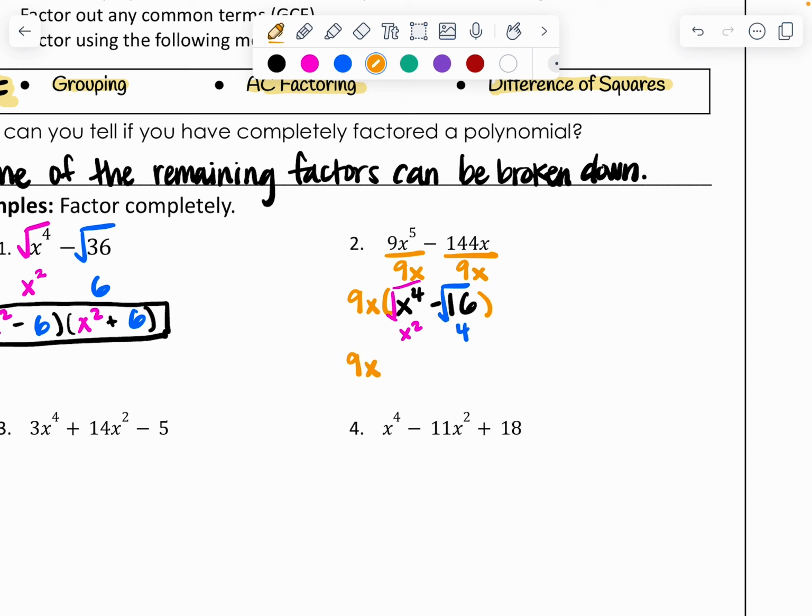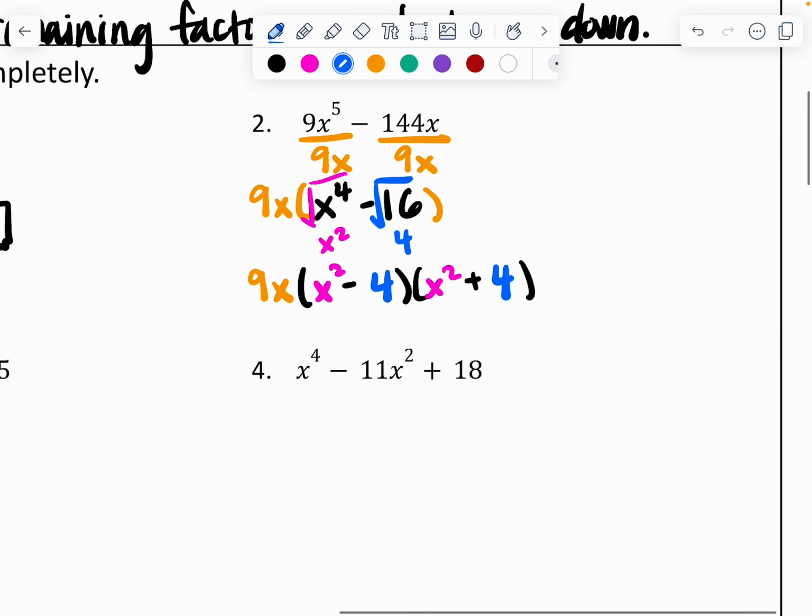So now I have to keep checking. Is there anything else that can be factored? You should be able to recognize that x squared minus 4 is another difference of squares. So you can do this one again. X squared, the square root is x. The square root of 4 is 2.